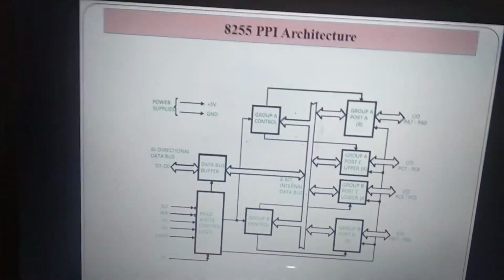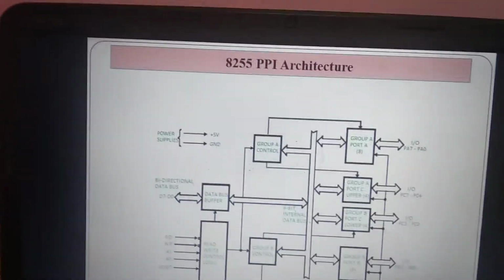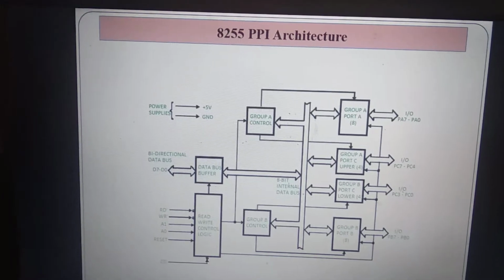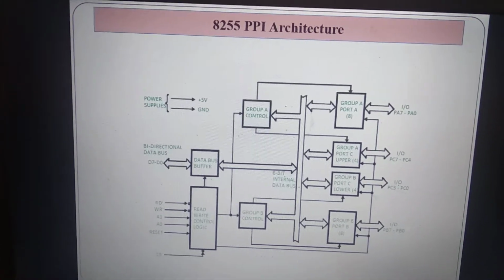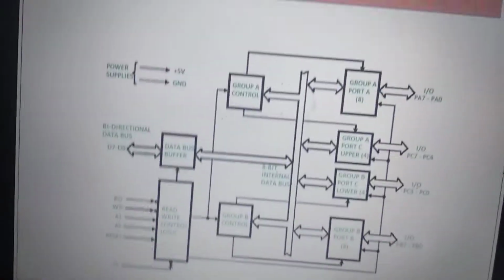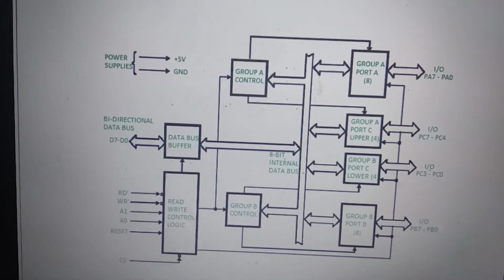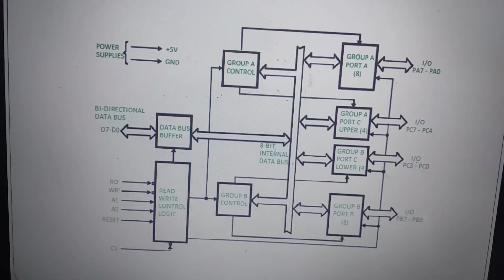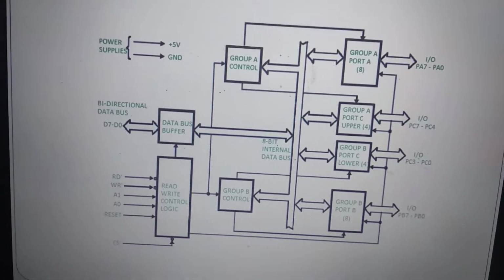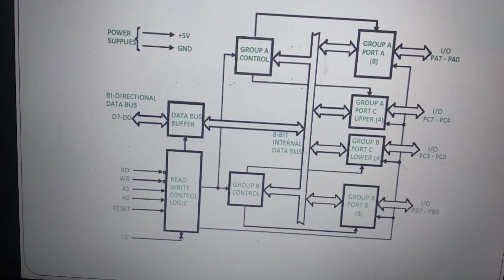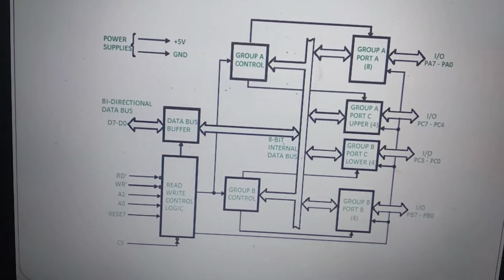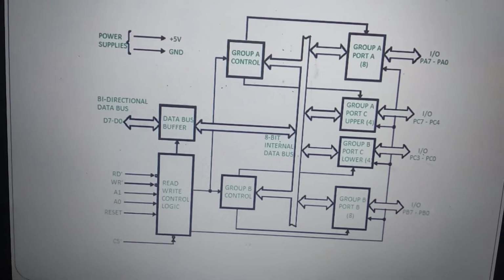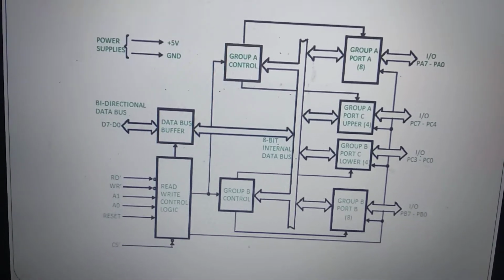Now why the 8255 PPI? 8255 is the name of the peripheral IC, the peripheral device. It is a 40-pin chip. If I zoom in on the architectural block diagram of the 8255, we can see it can be divided into three parts. One is the data bus buffer, which is connected with the data bus of the microprocessor, that is D0 to D7. So it has an 8-bit data bus.